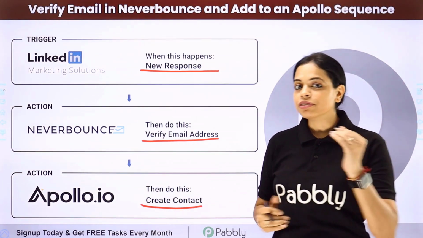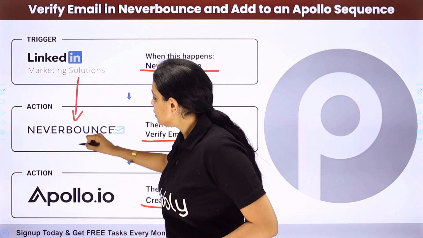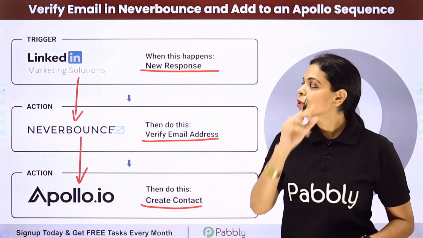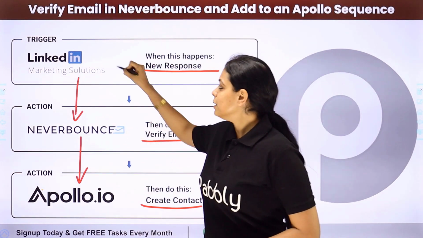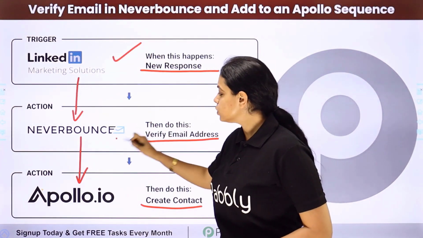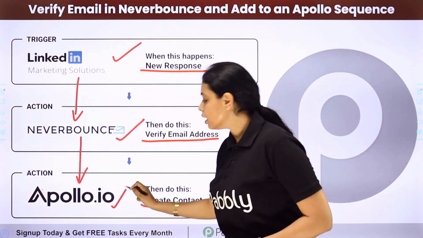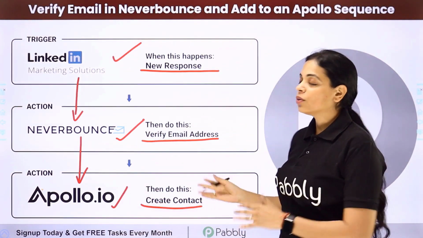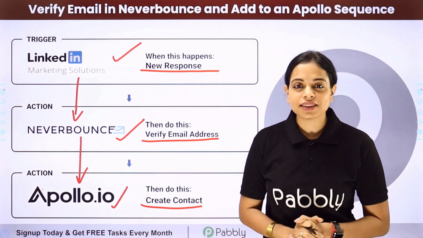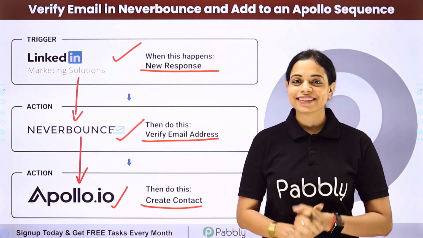How can that be done? For this, we will have to integrate these applications, and we are going to do so with the help of Pabbly Connect. So here, my trigger application will be LinkedIn lead ad generation forms, then my action application first will be Neverbounce, and then it will be Apollo.io. Now, how can you integrate and automate this entire process yourself? To understand that, let me take you to my screen.